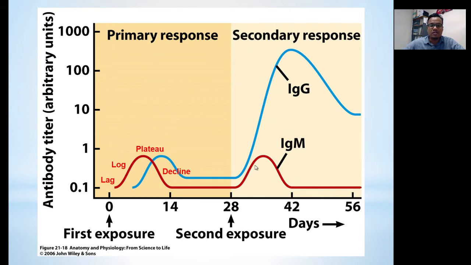Okay, so remember that memory cell. What is the benefit of the memory cell? We can say that because we already have memory of that particular thing, it is an advantage, so that you can learn from the first exposure. The memory B cell is already there for the same antigen. The memory T cell is also already there for the same antigen.